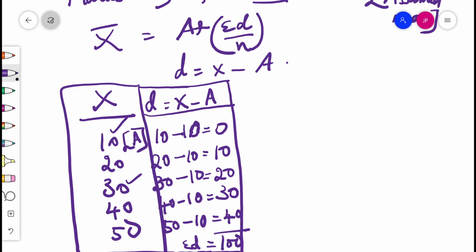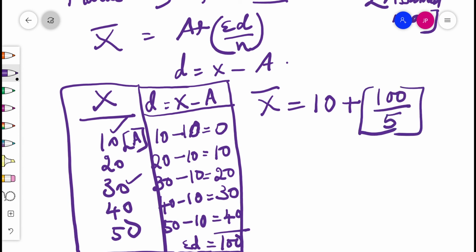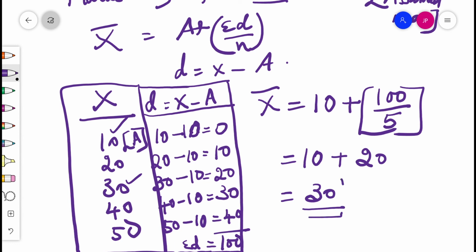Now we can substitute the values here. x bar equals A. You can assume any of these values. I assumed 10, so I am putting here 10 plus sigma d, which is 100, and the number of observations is 5. So 10 plus 100 by 5. Then 100 divided by 5, the answer is 20. So 10 plus 20 is equal to 30, which is the answer.